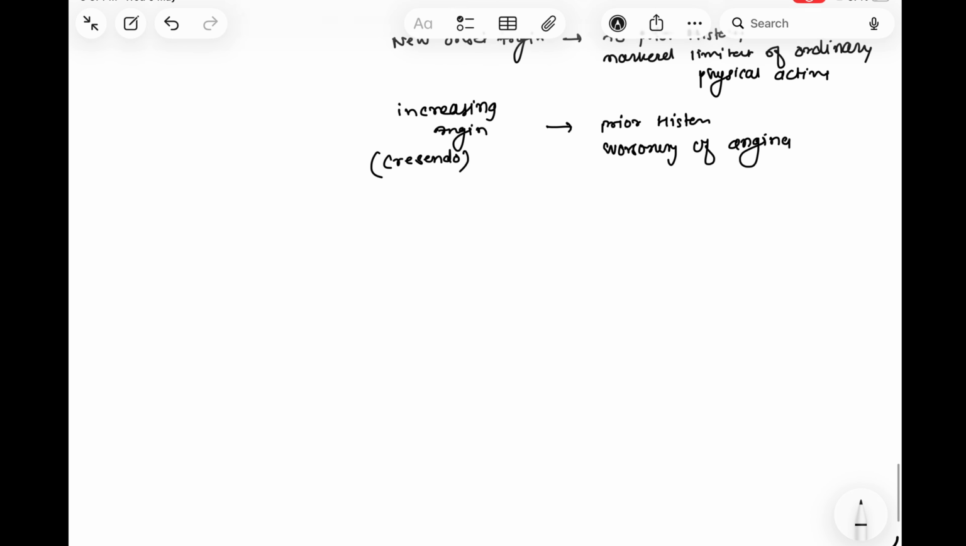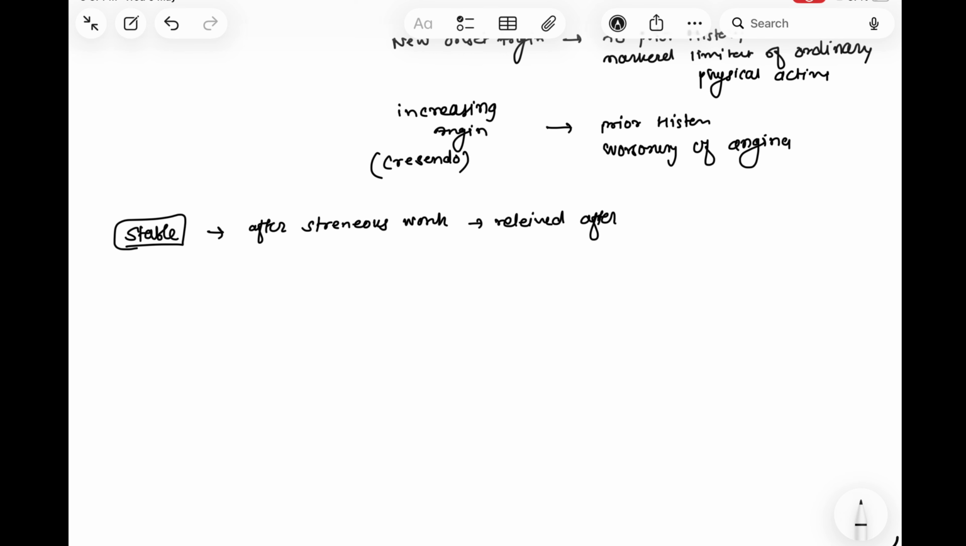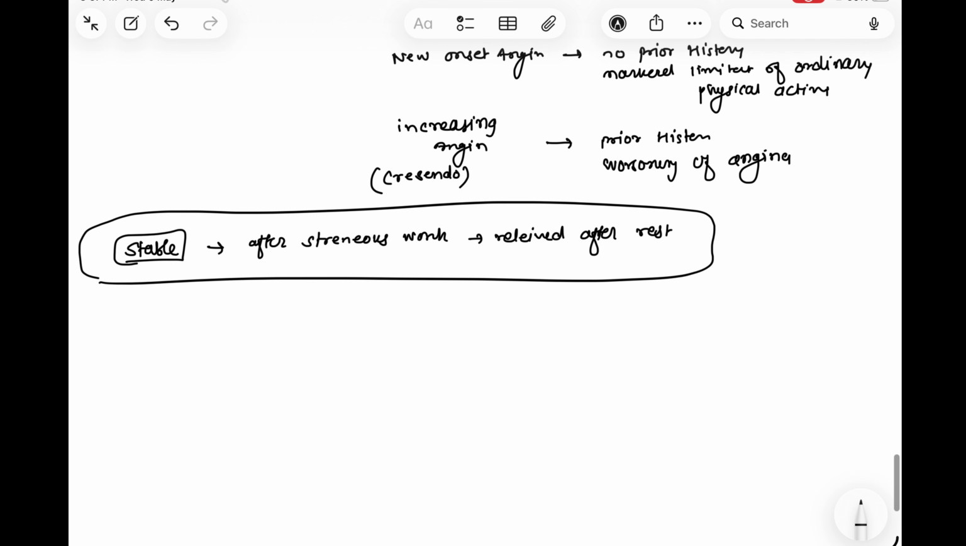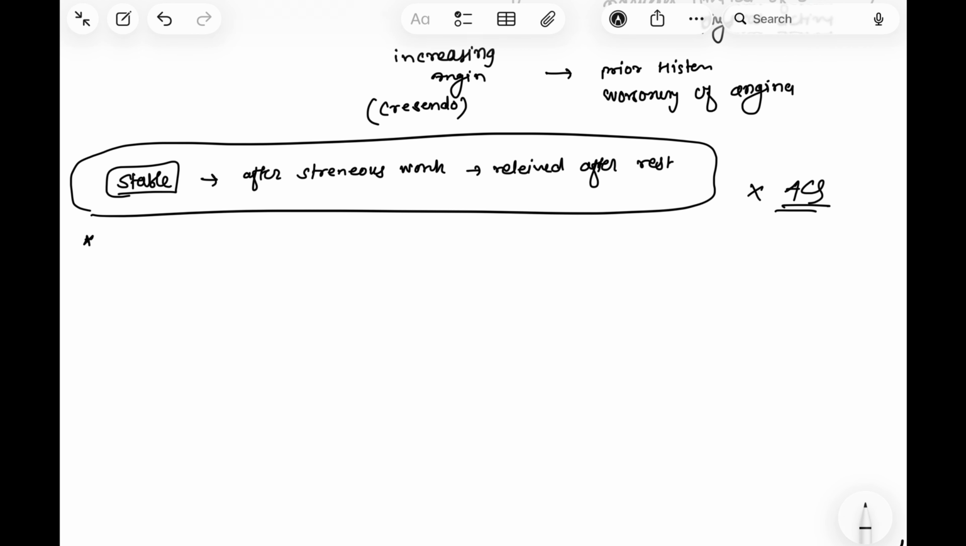Now there is also something called stable angina. What is stable angina? It is angina after strenuous work and it is relieved after rest, and this is not part of ACS. We will cover STEMI and NSTEMI in later videos. First, we will be focusing on unstable angina.